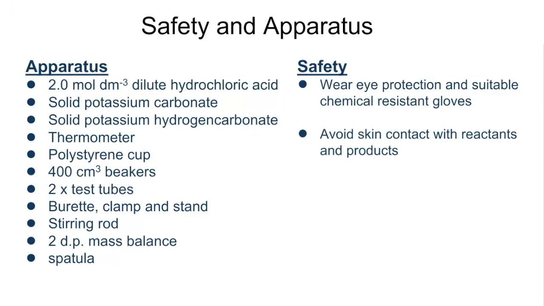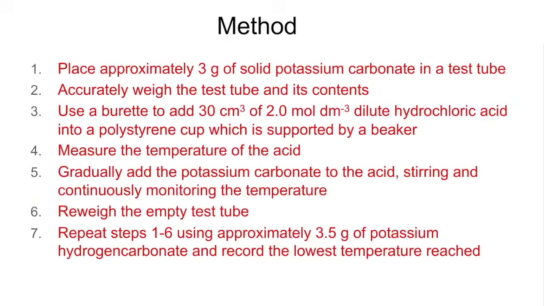So our apparatus that we're going to need, well, we're going to be doing a neutralization reaction. So we're going to need some hydrochloric acid, we're going to have some potassium carbonate, and some potassium hydrogen carbonate. Of course, we're going to be measuring a temperature change, so we need a thermometer, a polystyrene cup used to insulate the reaction, a beaker, some test tubes, a burette, a stirring rod, a mass balance, and of course a spatula. Safety, as always, we want to wear eye protection and suitable chemical resistant gloves, and we want to avoid skin contact with any of our reactants or our products.